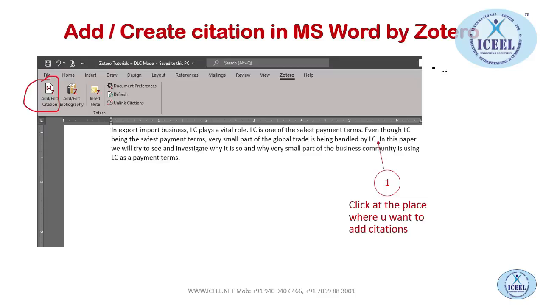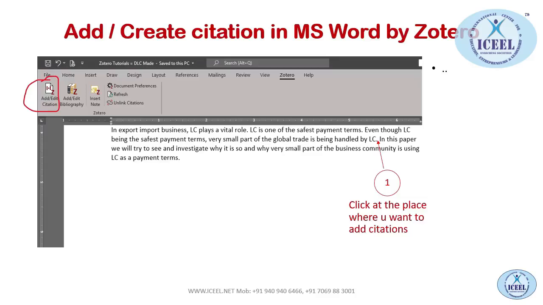Now I am in Word. Previously, the changes were made in Zotero only. Okay. Right. Now, after that, I have been into the Word file. In the Word file, I have written some paragraph on the LC, letter of credit. Here, I want to add citations that this particular statement has been given by some researcher in the past into his research paper. Right.